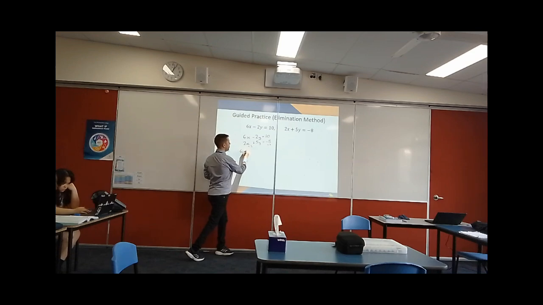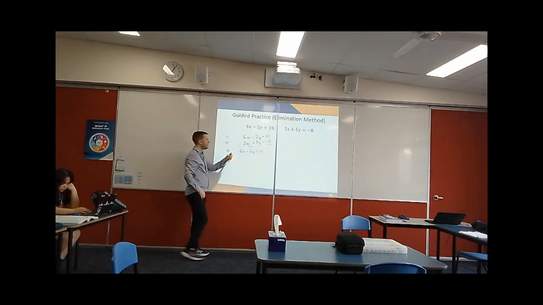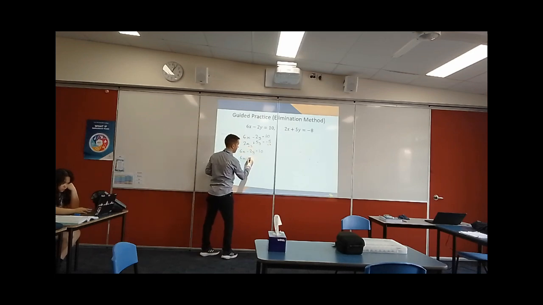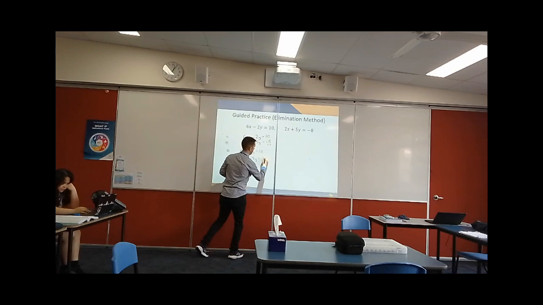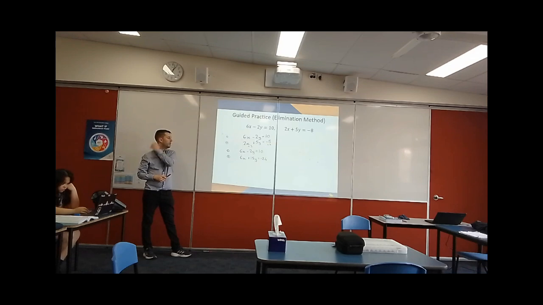When I'm doing that, I'm going to rewrite my equations again underneath. So this time I've still got 6x take away 2y is equal to 10. Underneath, what's 2 times 3? 6. 6x. What's 5 times 3? 15. 15y. And then negative 8 times 3 is negative, it's 24. So that's the first part.